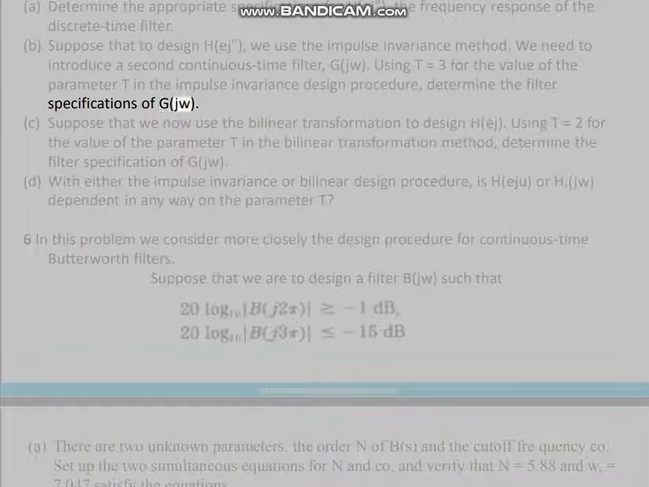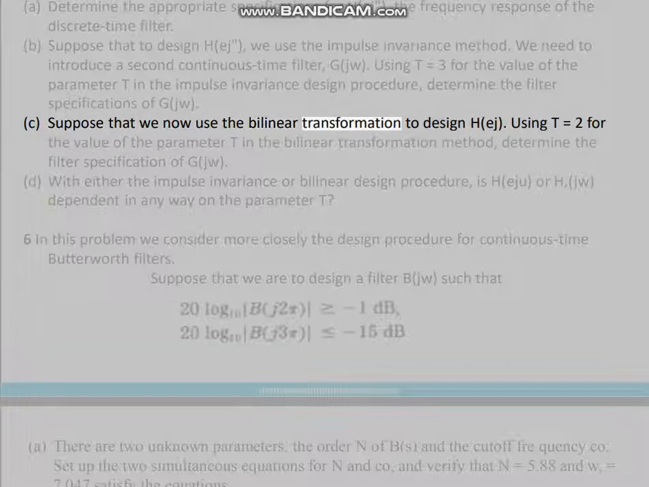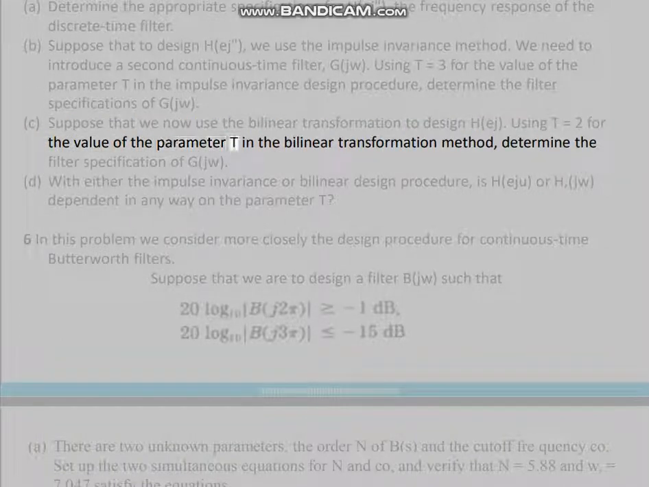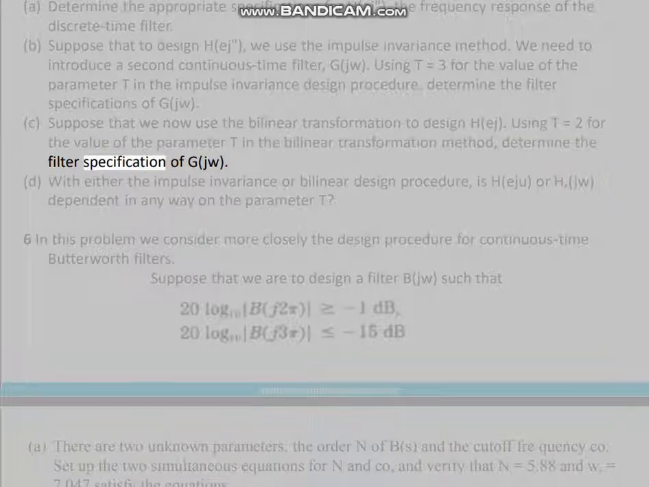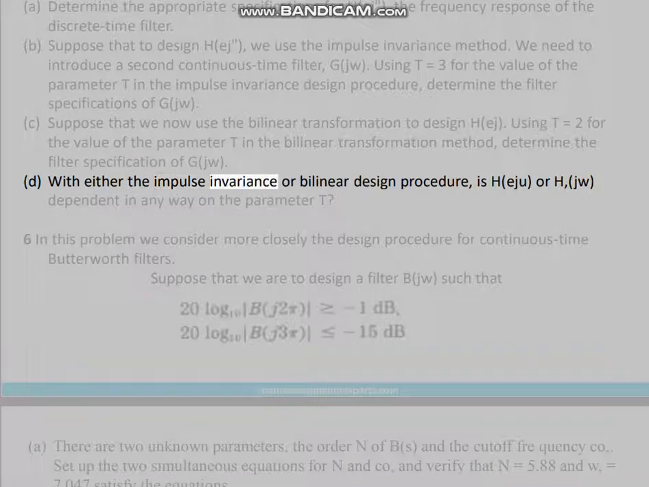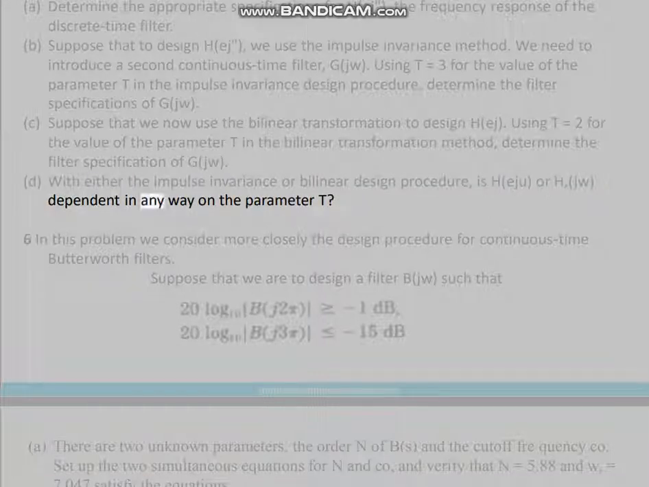specifications of H(jω). C. Suppose that we now use the bilinear transformation to design H(e^jΩ). Using T equals 2 for the value of the parameter T in the bilinear transformation method, determine the filter specifications of H(jω). D. With either the impulse invariance or bilinear design procedure, is H(e^jΩ) or H(jω) dependent in any way on the parameter T?